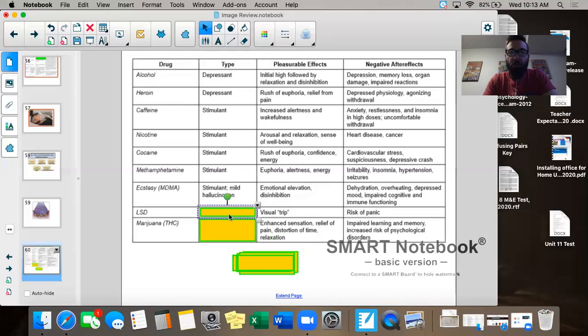Now we're going to move on to, and I'm assuming you can figure this out, these last two are both hallucinogens. LSD is pure hallucination. Usually you end up seeing visual sorts of things, but you can definitely think strange things are happening. You could have a risk of panic or a bad trip.